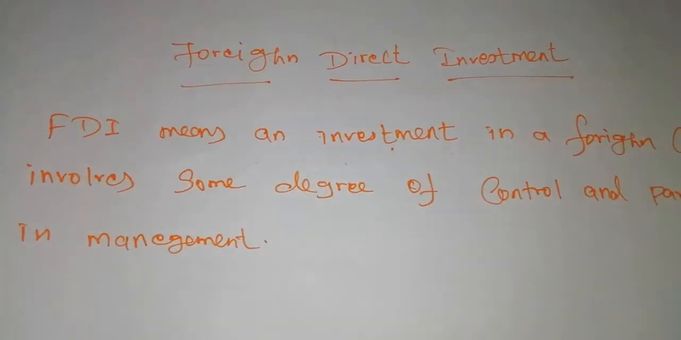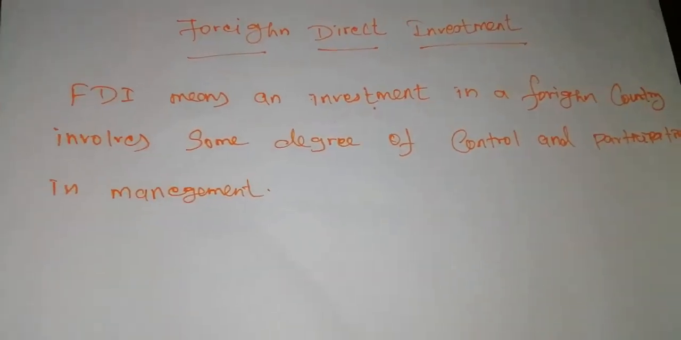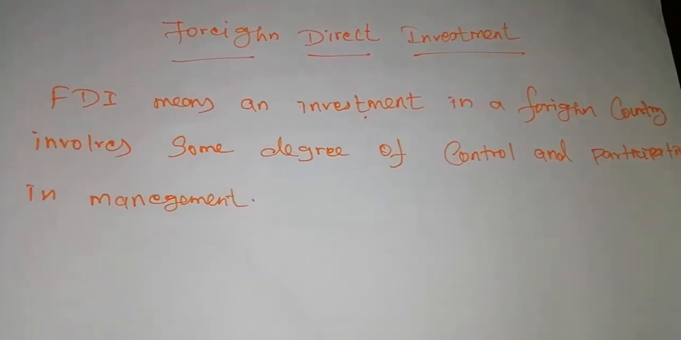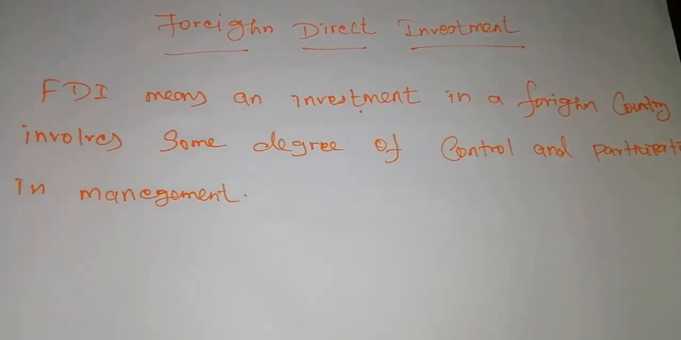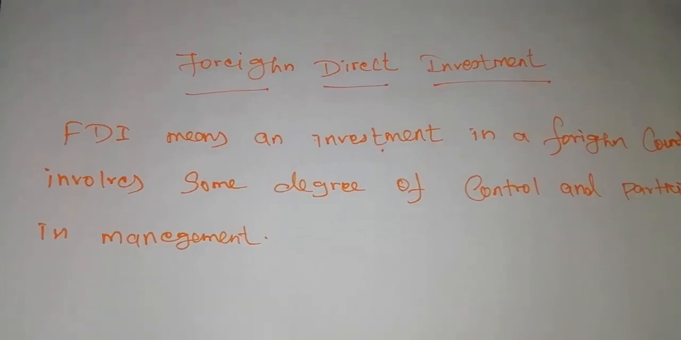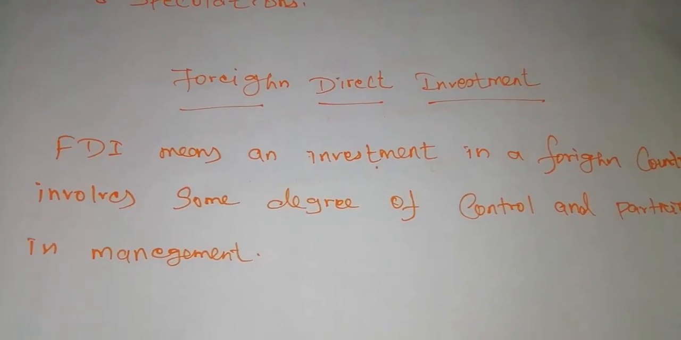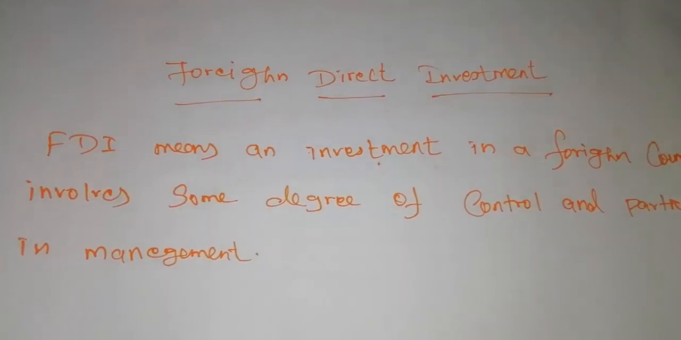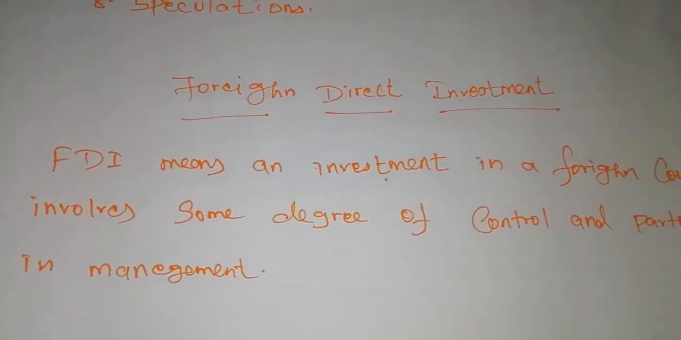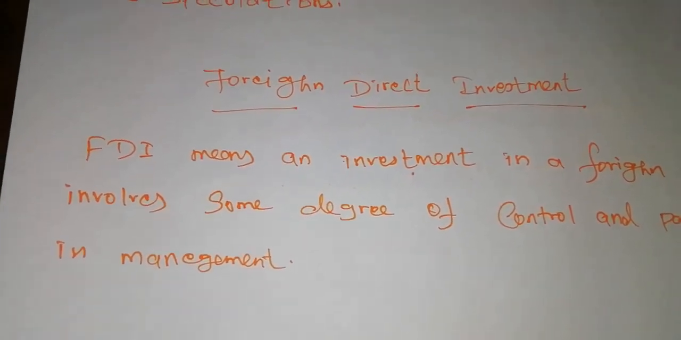Next, foreign direct investment. We have already studied foreign direct investment. Foreign direct investment is an investment in a foreign country that involves some degree of control and participation in management. Nowadays, on the basis of globalization, investors from any one nation can make investments in another nation to start any industry. So foreign direct investment is an important factor in the global economy.